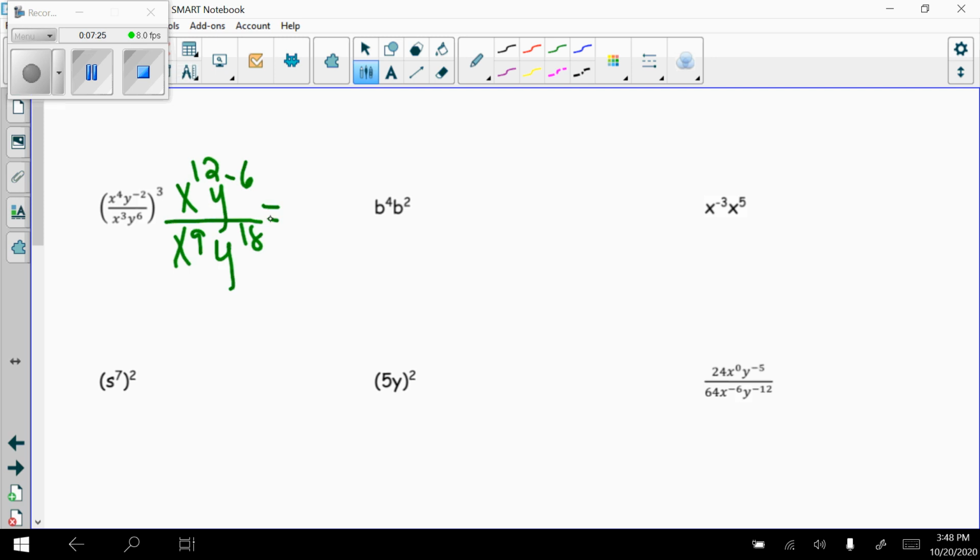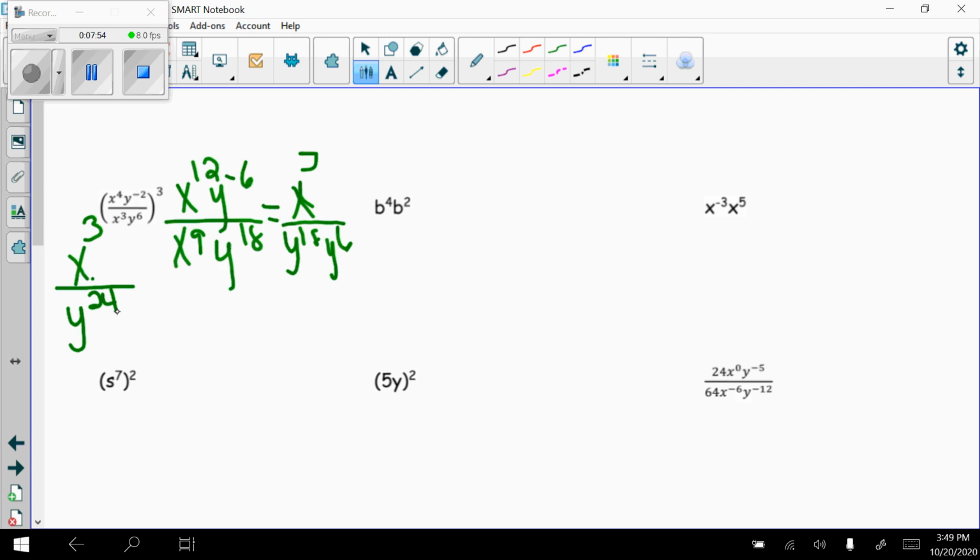So now I have an x to the 12 on top, x to the 9 on the bottom. I subtract 12 minus 9, leaves me x cubed. This y to the negative 6 really needs to come down here to be positive. So I've got x cubed on the top divided by y to the 18, y to the 6. I add my exponents. So 18 plus 6, y to the 24th.